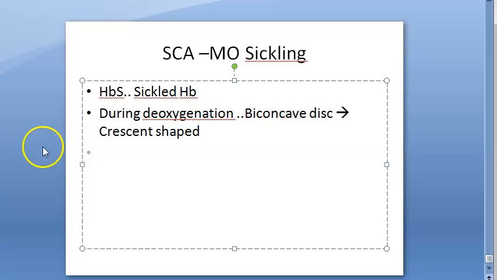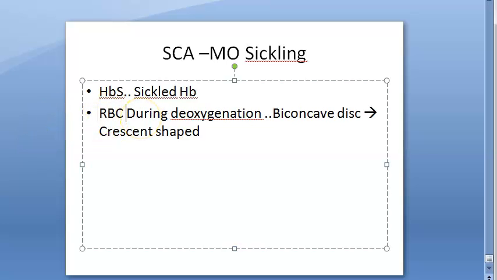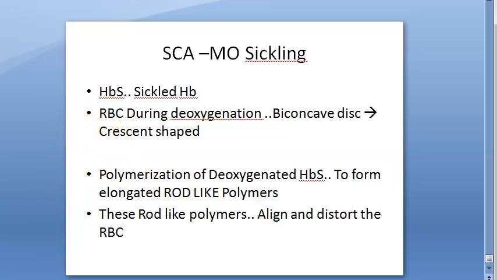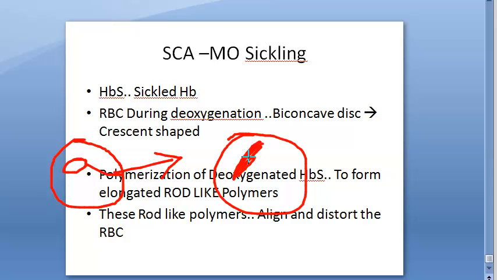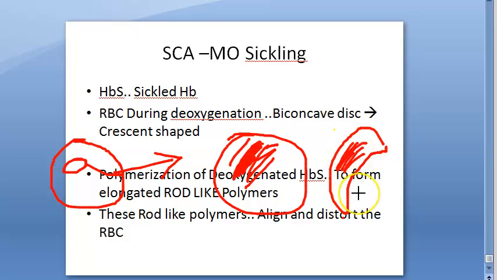So the RBC becomes crescent shaped. Did you understand? There is an RBC, and in that there is hemoglobin. When oxygen is released from this hemoglobin, what happens to the hemoglobin? It forms rod-like polymers. These rod-like polymers align, and when they align, they distort the RBC itself.